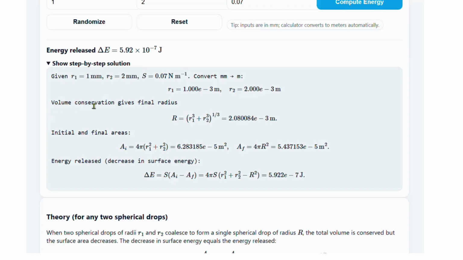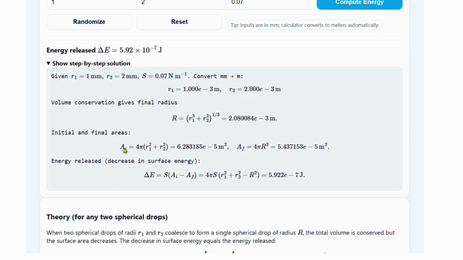Now the volume conservation gives the final radius. So R is equal to (R1 cube plus R2 cube) whole power 1 by 3. By substituting R1 and R2, we get R as 2.08 into 10 power minus 3 meter. Initial and final areas: the initial area is 6.28 into 10 power minus 5 square meter, but after mixing, the surface area is found to be 5.4 into 10 power minus 5.